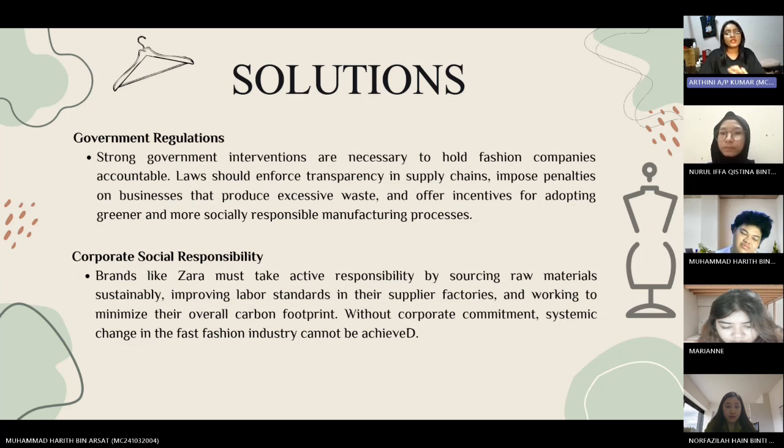Also, corporate social responsibility. Brands like Zara must take active responsibility by sourcing raw materials sustainably and improving labor standards in their supplier factories. Without corporate commitment, systemic change in the fashion industry cannot be achieved. Next slide, please.